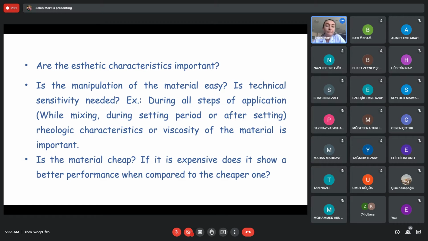Is the manipulation of the material easy, or is there a technical sensitivity we need to know? Is the material cheap? And if it is not cheap, does it show a better performance when compared to a cheaper one?